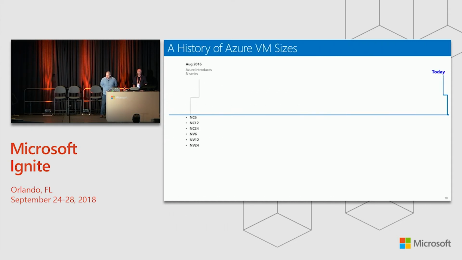Moving forward, in 2016 we introduced the N series of sizes. N within Azure represents our GPU-based sizes. These are today all based on NVIDIA, so that's where we got some of the inspiration for the N size. We also introduced the notion of a second letter, which indicates what type of GPU it's for. For example, the C is for GPU-based computing, and the V is for visualization.